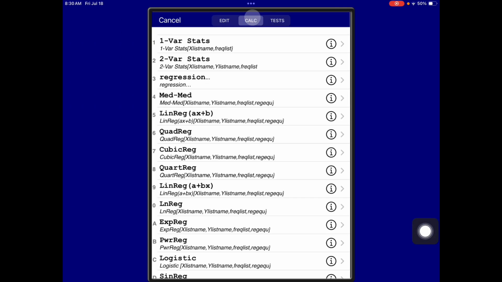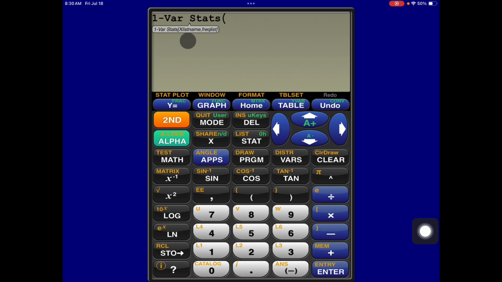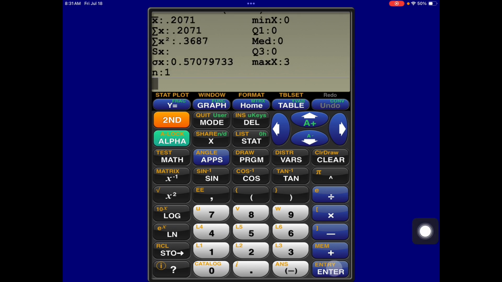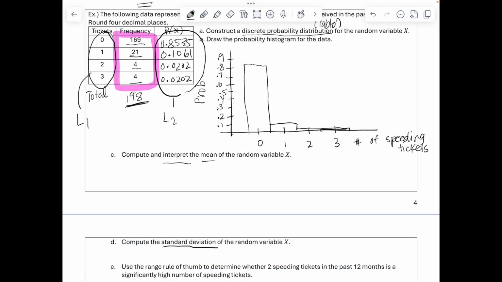Then go to Stat, Calc, one var stats, and again, since we put numbers in both L1 and L2, we need to tell the calculator to do that and look at those two columns. So we're going to go second 1, comma, which is right above a 7, second 2, close our parentheses, and then we're going to go ahead and hit enter. And from here we get x bar, which is our mean, and sigma, which is our standard deviation. From the calculator, we get the mean of our random variable x is equal to 0.2071.